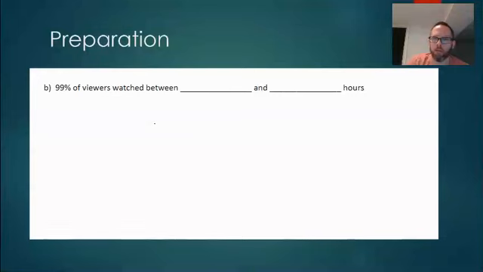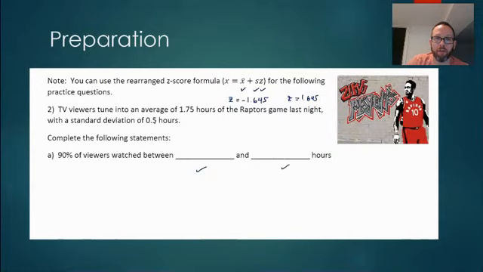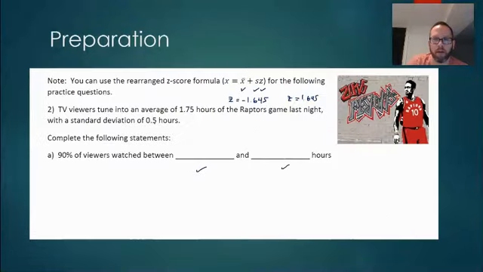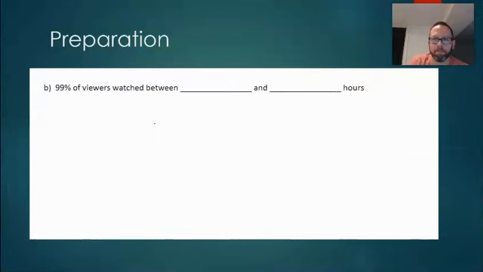So can you guys do the same thing for 99%? Remember, we have the z-score for this one. The z-score for this one you guys can use is negative 2.575 and positive 2.575. Do those both with the rearranged formula to get a range of values. Unpause when you're ready. Here's the solution.